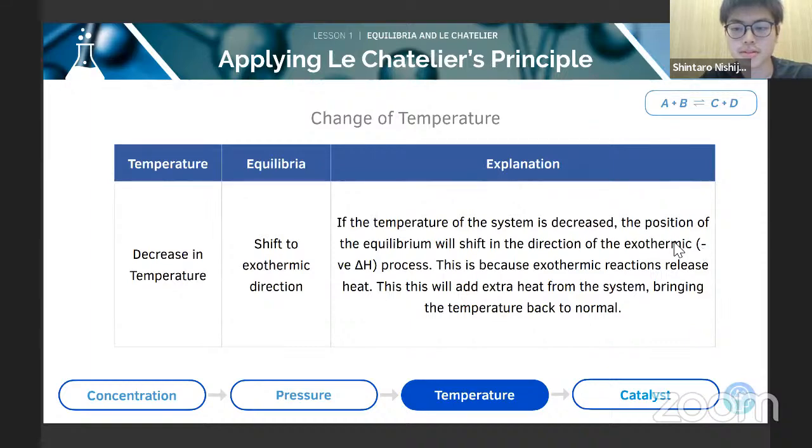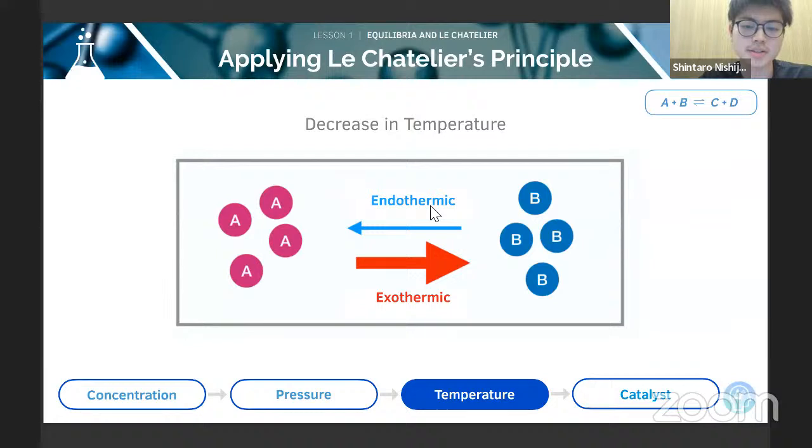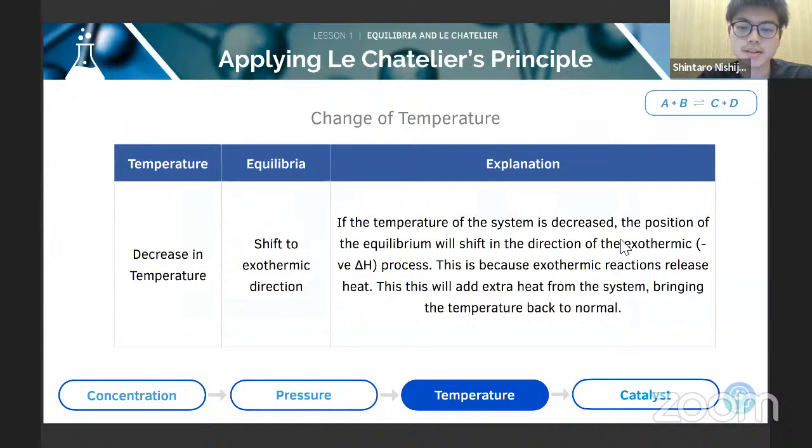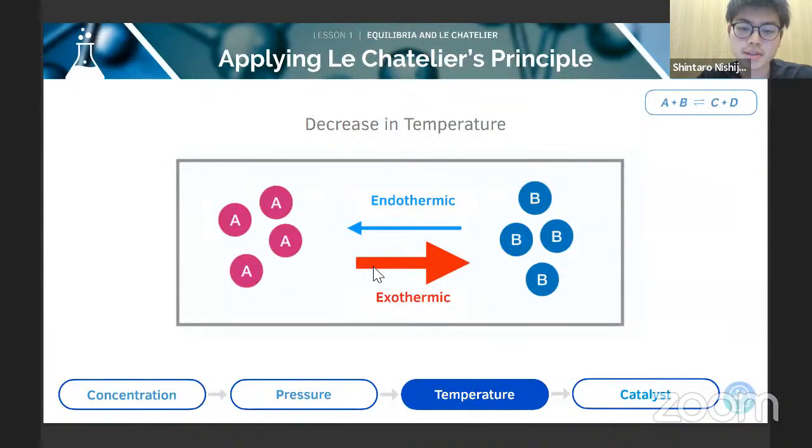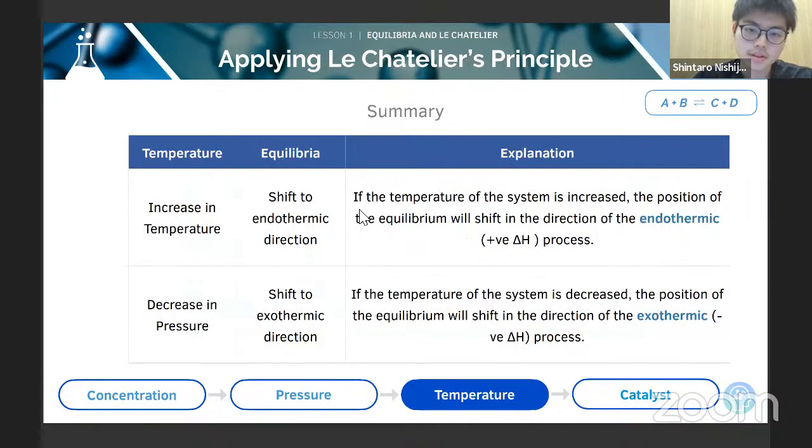A key thing to remember is that they're not going to tell you which side is exothermic and endothermic, because that would make it too easy. What they'll give you is the enthalpy change. You have to remember that a negative enthalpy change means exothermic, and a positive enthalpy change means endothermic. So if they give you a positive enthalpy change for the forward reaction, that means the forward reaction is endothermic, and then the backward reaction is going to be exothermic, because they're opposites.